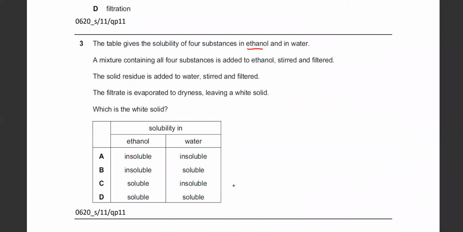So if you don't know what ethanol is, it's your normal spirit. You've got ethanol swabs for wiping your wounds. It's a disinfectant. It's present in hand sanitizer, so it's also a solvent. Remember, it's a liquid, just like water. So you've got two solvents, and a mixture containing all four substances is added to ethanol, stirred. So you've got four substances. Let's call them A, B, C, and D. We don't know what those four substances are.